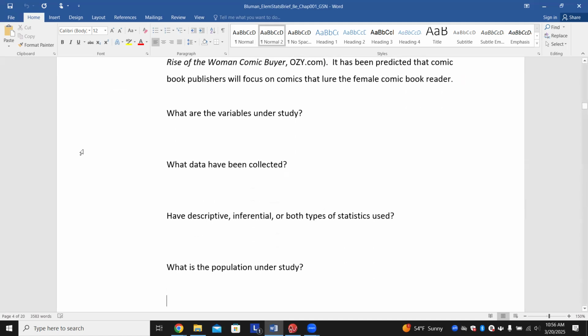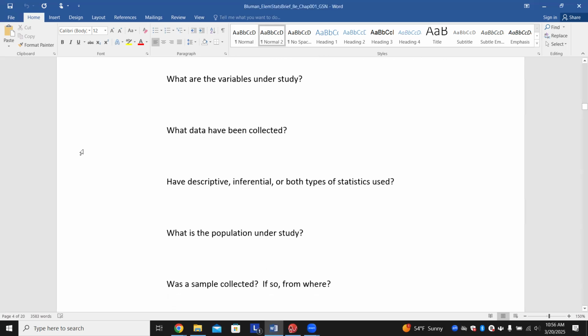So then let's take all of that information, and the whole point of statistics is to take the information and analyze it and pull things from it. So one of the main things that you'll need to be able to do is answer these types of questions. What are the variables under study? And there are a few things that you can choose from. We are looking at the comic book sales. We are looking at the genders that are purchasing it.